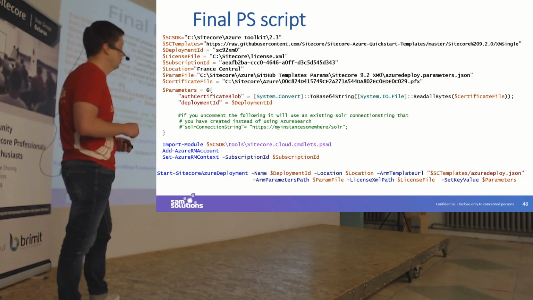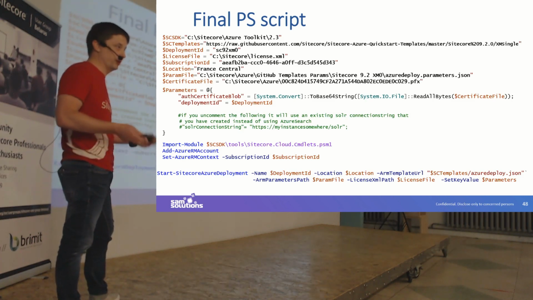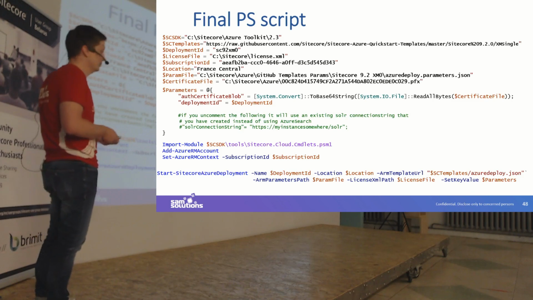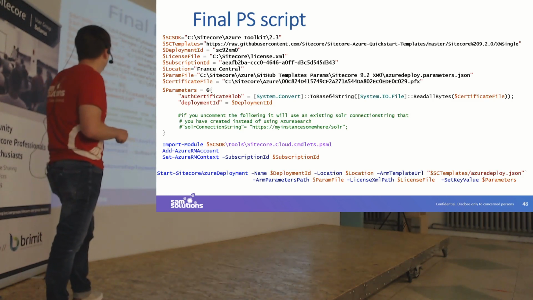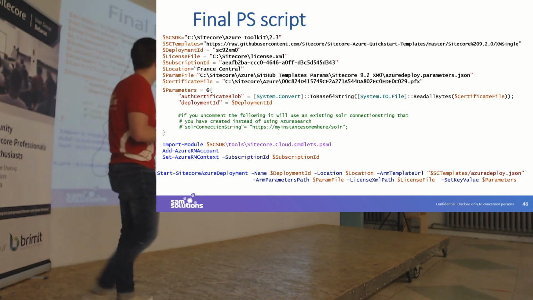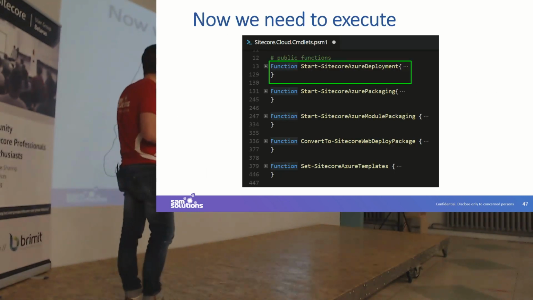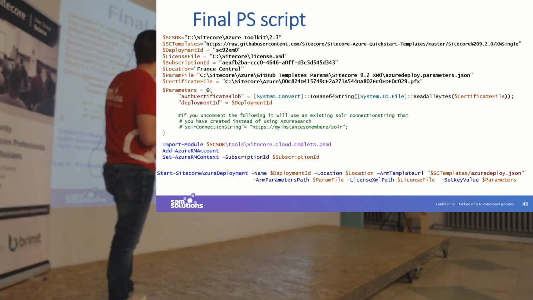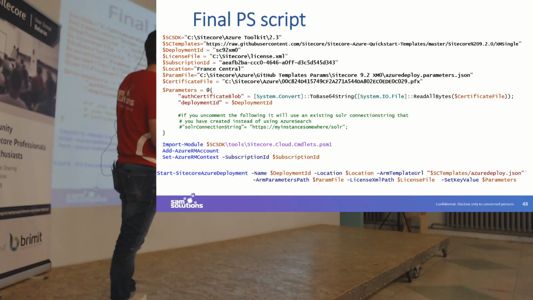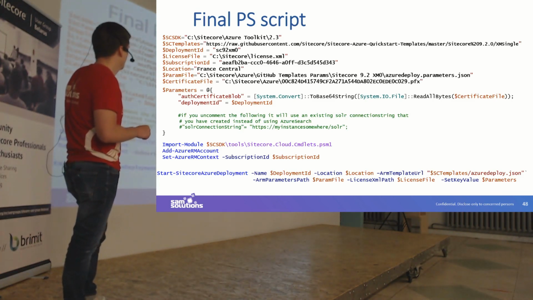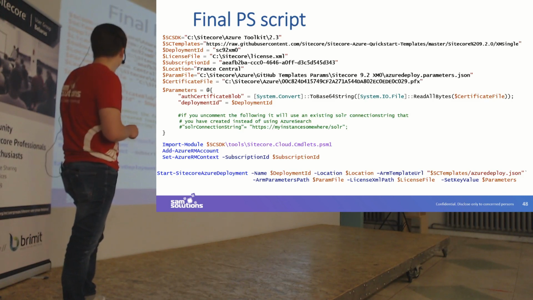Also, we give a name for our future site. We point to where our Sitecore license is located. We need to add a subscription ID, my Azure subscription ID. Here you can see the location. You can choose not only France Central, it's just my sample. We also need to put in a parameters file, which we just talked about. This is the file located on my C drive. I also prepared a certificate for that and put it in, plus some more parameters.